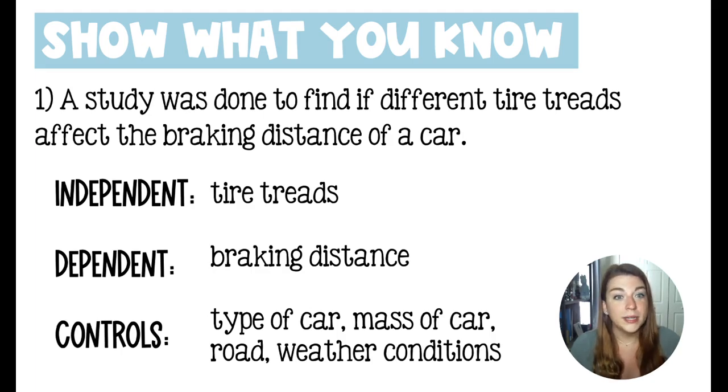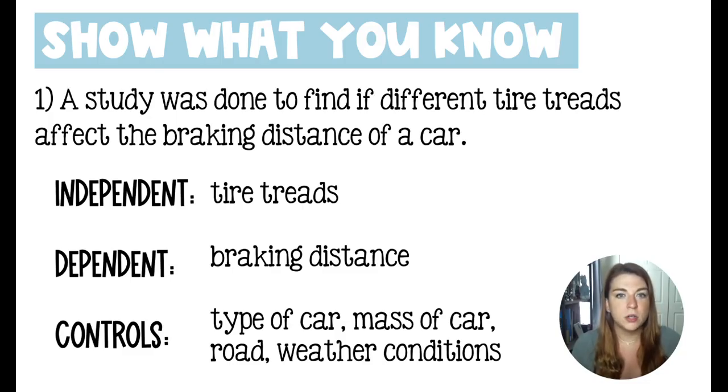All right, question 1. A study was done to find if different tire treads affect the braking distance of a car. So the independent variable, the thing that we test, is going to be the tire treads. Each of the cars is going to have a different tread to the tire. The dependent variable, or the thing that we measure, is going to be the braking distance. And to do this, we would use probably a tape measure.